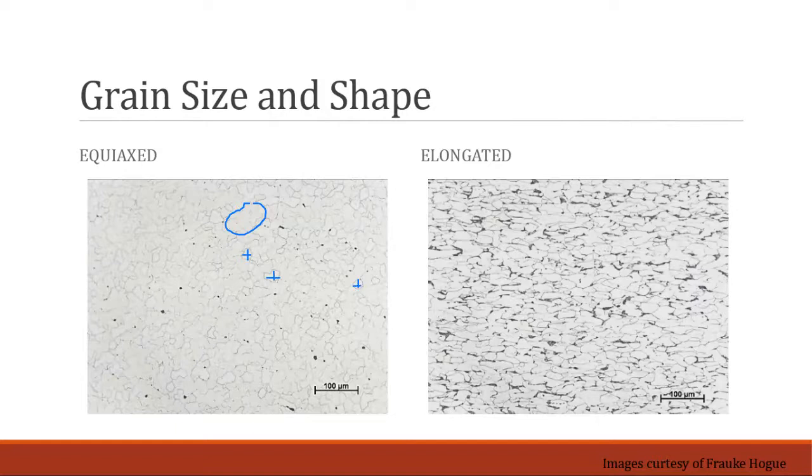two different orientations. Now when we look at an elongated grain structure, as we see over here on the right, this grain structure looks pancaked. This is the deformed version of what we saw in the equiaxed grain structure. The nice thing about this is it will identify the rolling direction.